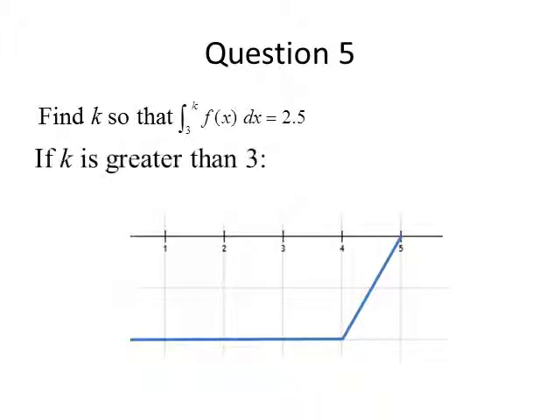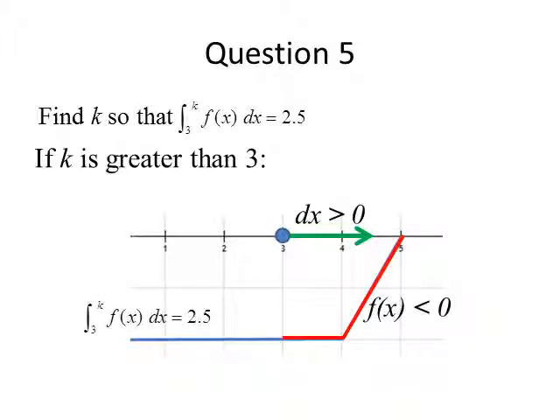Suppose that k is greater than 3. If that's the case, then we are going to be integrating from left to right, and so the dx will be positive. Meanwhile, the function values in the vicinity of 3 are all negative, so f of x will be negative. Now, the product of a negative f of x and a positive dx is going to give us a negative result. But we're looking for a positive result for our integral, so it can't be true that k is greater than 3.